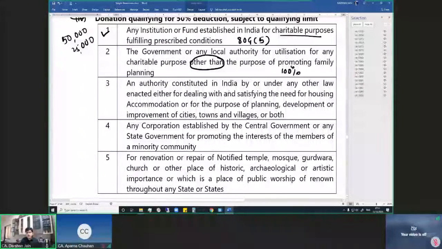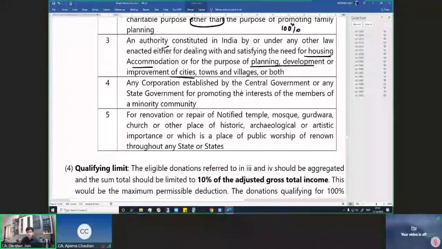Thereafter, any authority constituted in India by or under any law for satisfying the need for housing accommodation or for the purposes of planning, development, improvement of cities. So basically, those authorities which are into giving away low-cost houses to the poor and needy, or which are into development of cities. We've got the concept of smart cities playing in. So any donation made to such an authority would be eligible under section 80G, subject to 50% of the qualifying amount.